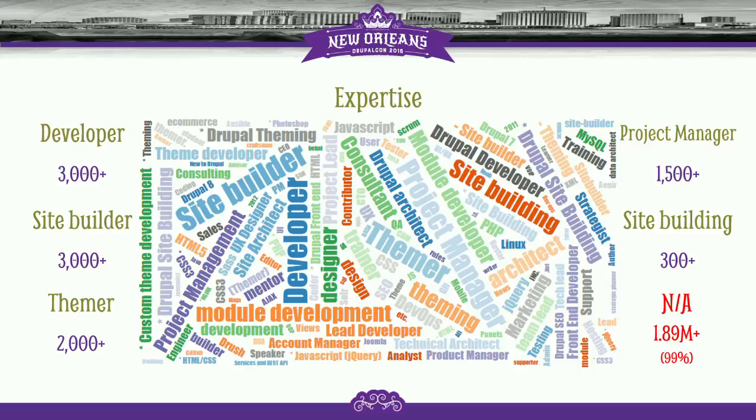And this next visualization just shows it further. This expertise is of even lesser value. 99% of users have not put in any expertise. But still, from what we can see, developers, site builders, themers are mostly the same, 2,000 or 3,000 users each.